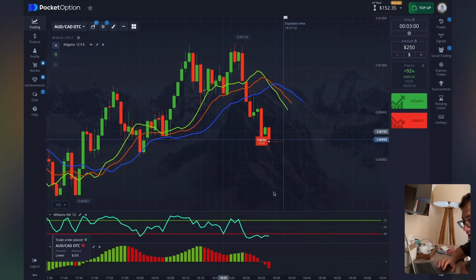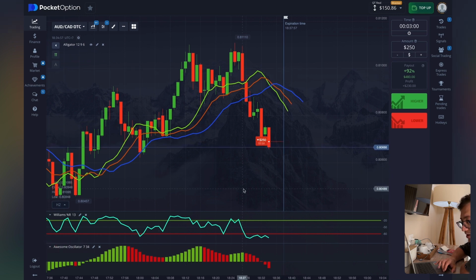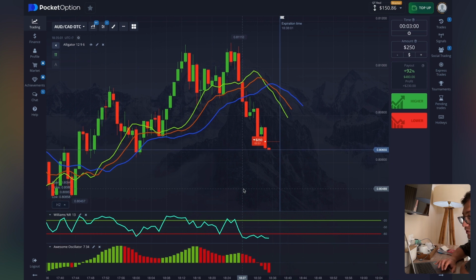And just look at this. So in front of us is the audio cut currency pair. I'll be entering a lower position and I'll explain everything to you in detail afterward.